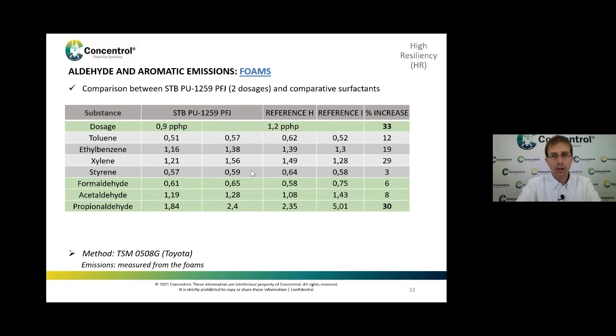The comparison only shows that the propionaldehyde increases in a similar quantity to the stabilizer. Aromatics are not present in the PFJ range of stabilizers, so their analysis in the foam emissions should be related to other raw materials. We see that formaldehyde and acetaldehyde did not increase in direct relation with the increase in dosage, while in the case of propionaldehyde, a direct relationship seems feasible because we increased the silicone surfactant dosage by 33% and the propionaldehyde increased by 30%.